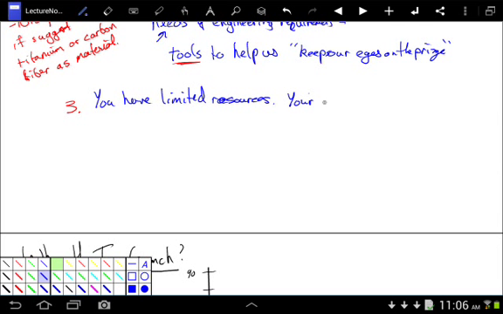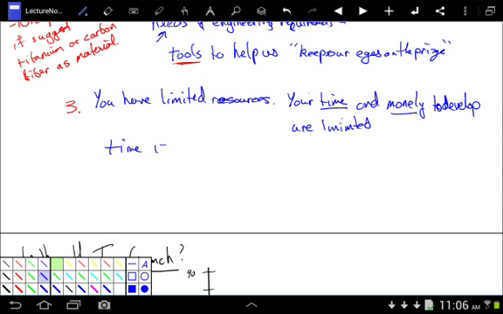your time and money you have available as part of the design process to develop it are limited, right? They're limited. Time is your worst enemy. And not only in this class, but when you're designing products in general, right?